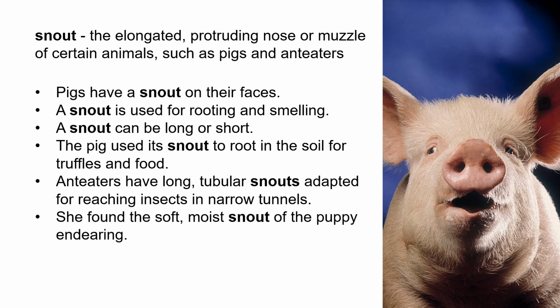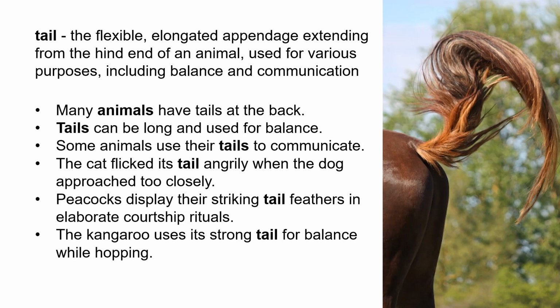Snout is the elongated, protruding nose or muzzle of certain animals, such as pigs and anteaters. Tail. Tail is the flexible, elongated appendage extending from the hind end of an animal, used for various purposes, including balance and communication. Many animals have tails at the back. Tails can be long and used for balance.